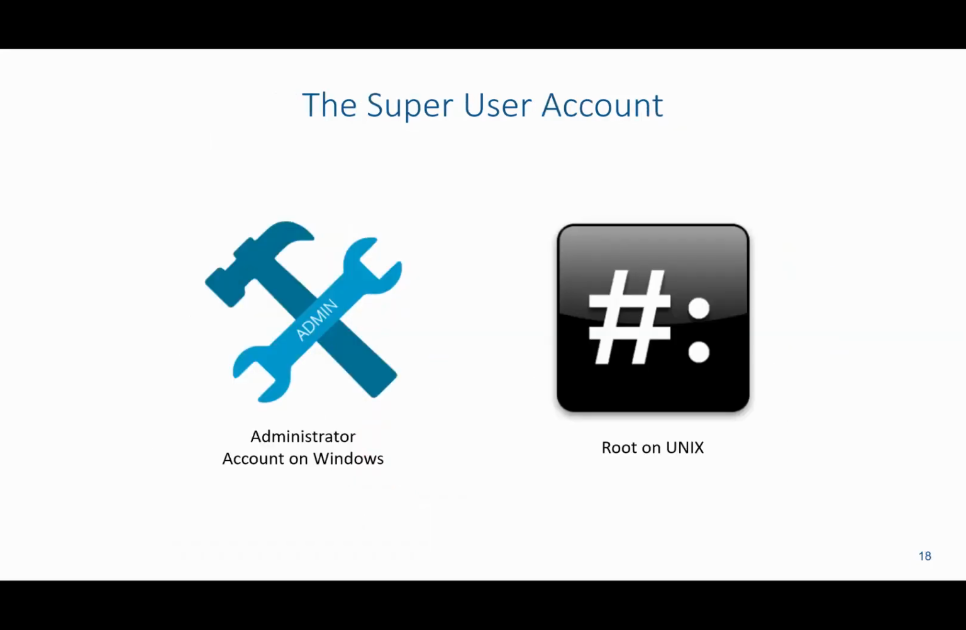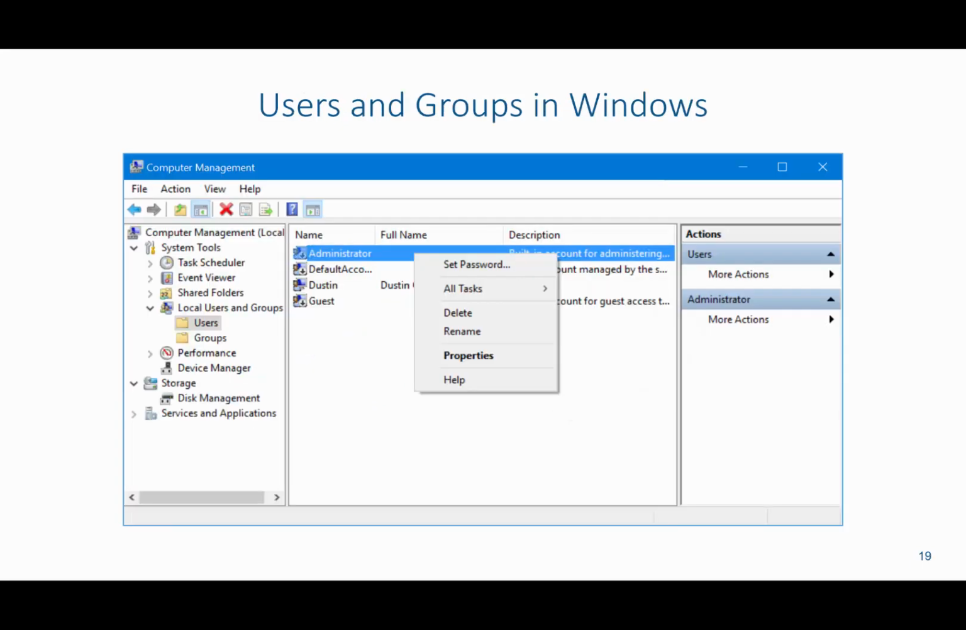As part of the permissions relating to the operating system, there are two super user accounts. These are accounts that have control over the entire operating system and are able to make changes to the operating system. On Windows, we have the administrator account. On Unix, we have the root account.